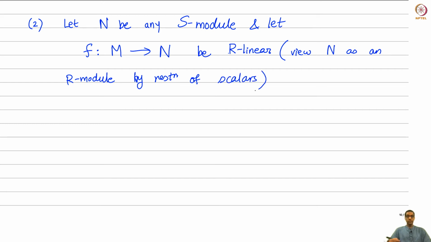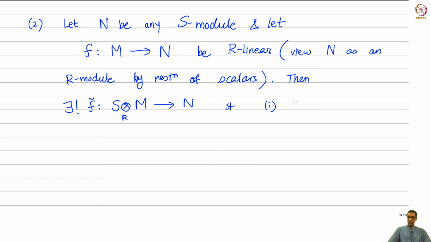Okay, so when you do this, both sides become R modules and you can talk about R linearity. So F is an R linear map. Given any such map, there exists a unique map F tilde from the extension of scalars of M, from S tensor M over R, to N, such that two properties hold.